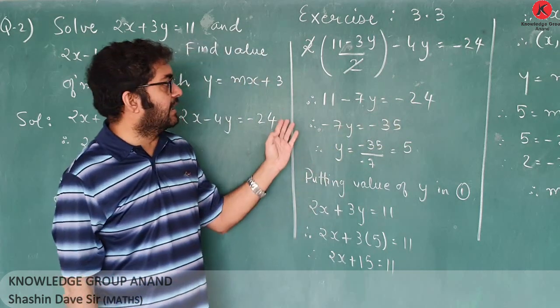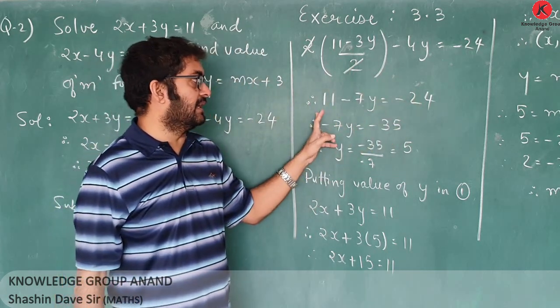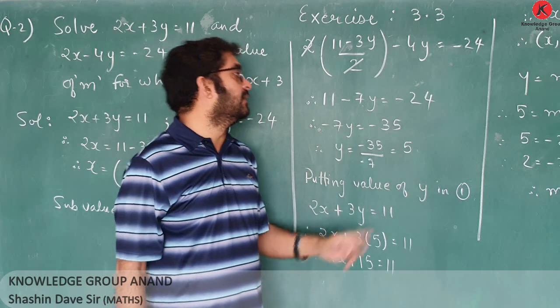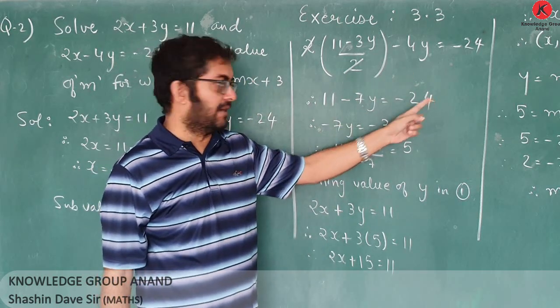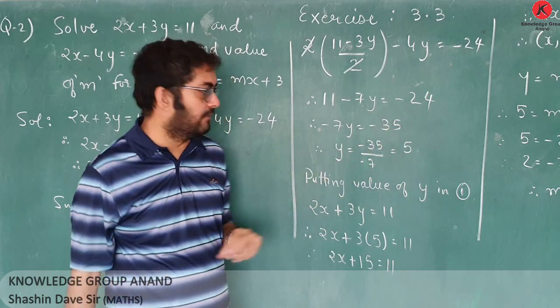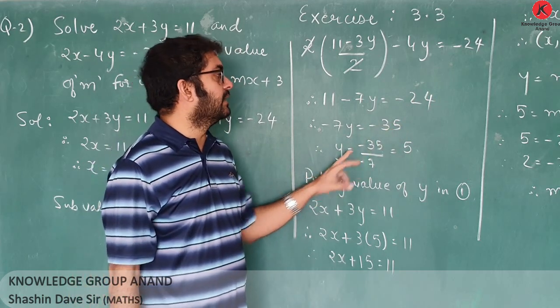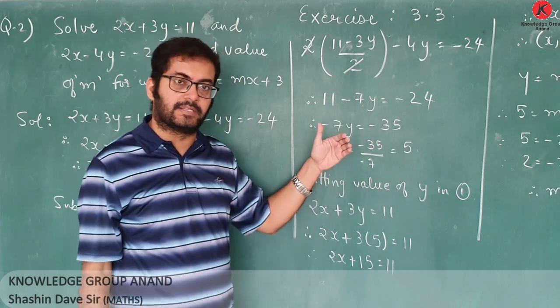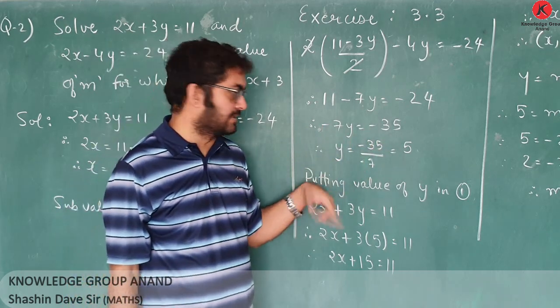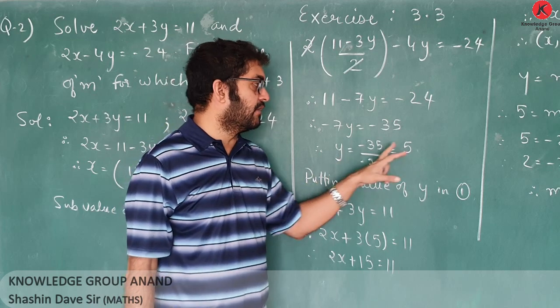Now I will take this 11 on the opposite side. So this plus 11 becomes minus 11. So I will have minus 7y is equal to minus 24 minus 11, that is minus 35. So in short, the value of y is minus 35 upon minus 7. There is minus on the numerator side as well as the denominator side, so it will become plus. So the value of y is 5.